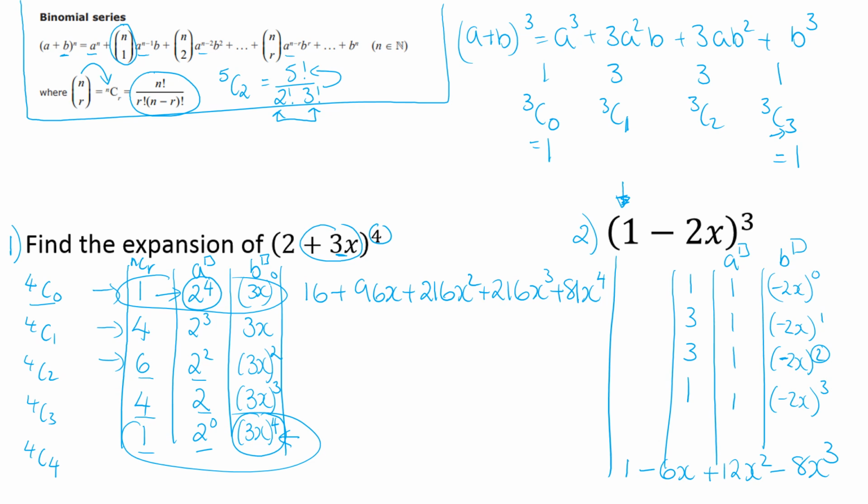So you can see when you've got a minus here, and as you're going down your terms, when you're going to raise that B term to an even power, the minuses are going to cancel. So when you've got that B term raised to an odd power, you're going to get a minus. So whenever you've got a minus in the brackets, the expansion is going to alternate between plus and minus.